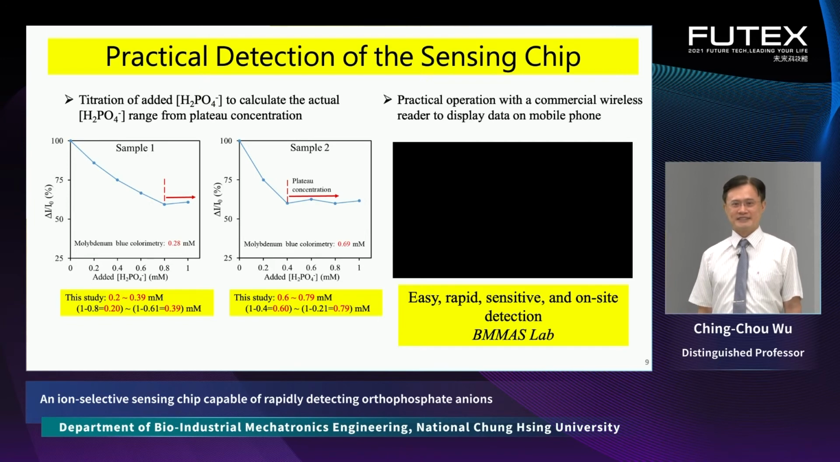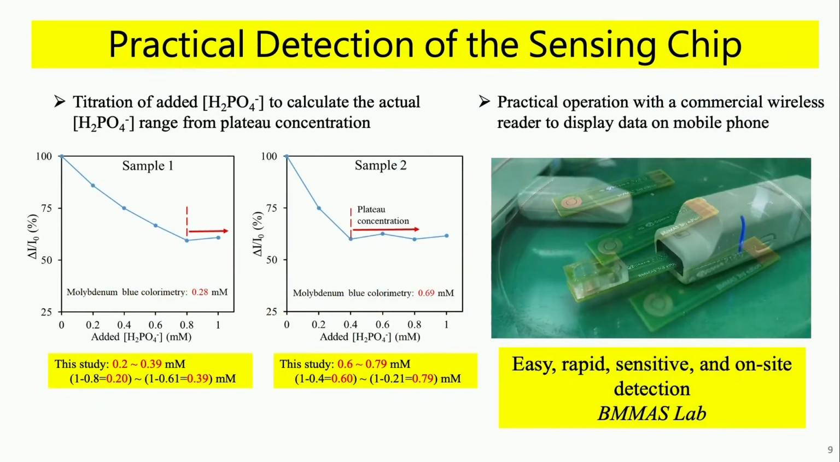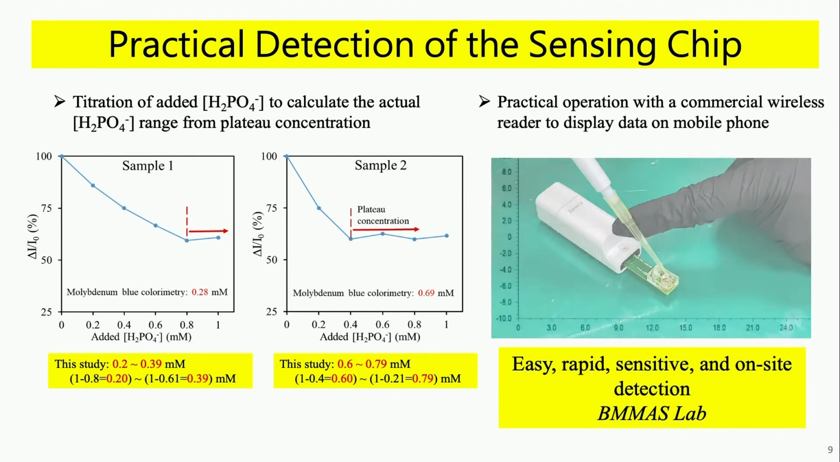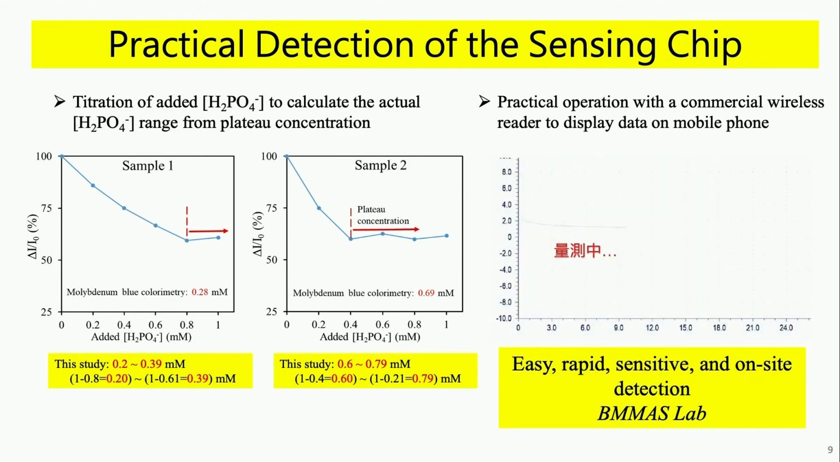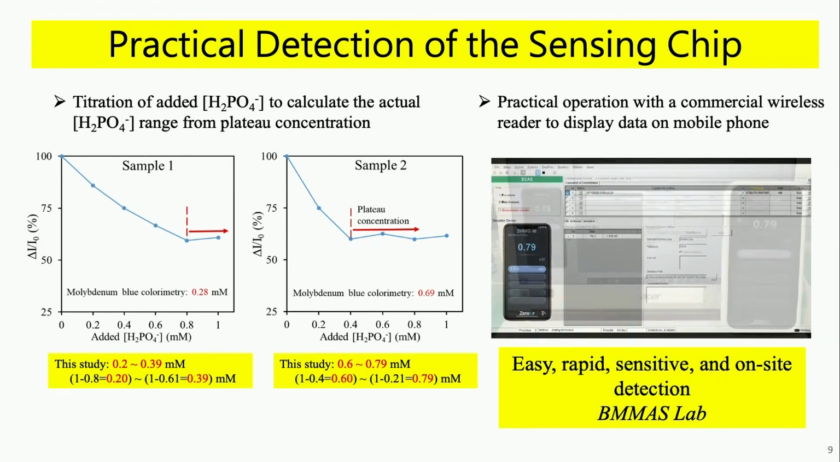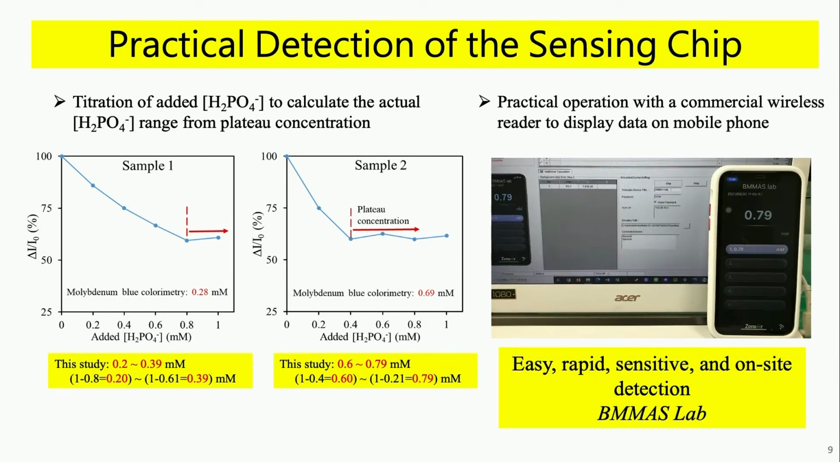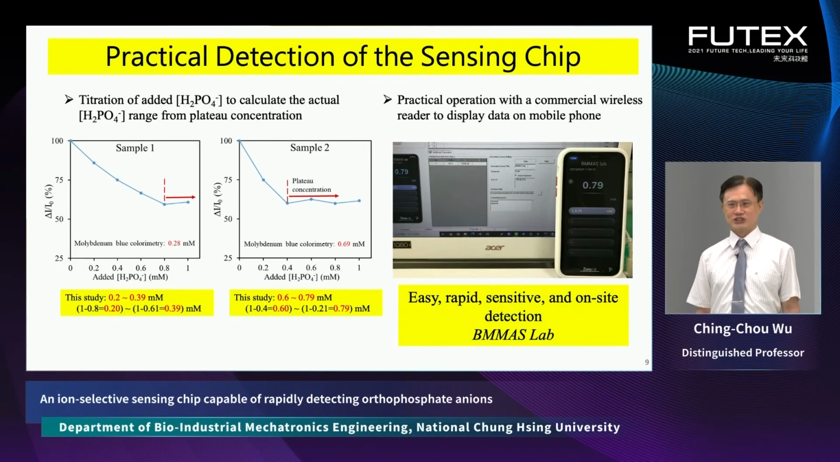This device can detect the concentration in the 0.2 to 0.3 millimolar range. And sample 2 can also use this method to detect the range of the phosphate concentration. And finally, we integrate this chip with the wireless and portable potentiostat and show the data on the notebook and simultaneously on the mobile phone. So in the future, we can perform easy, rapid, sensitive and on-site detection of phosphate.